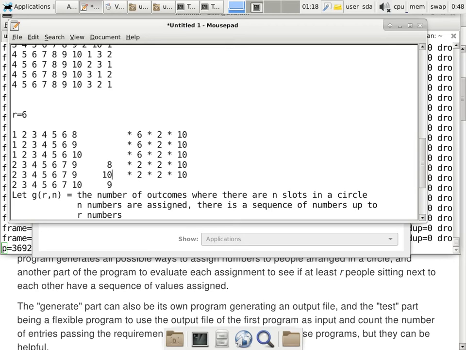Why are we multiplying by 6? Because the number right after the 6 is already determined. It cannot be a 7. It's 3 factorial. Yeah. You can, yeah, go ahead. I don't know if you answered it or not.